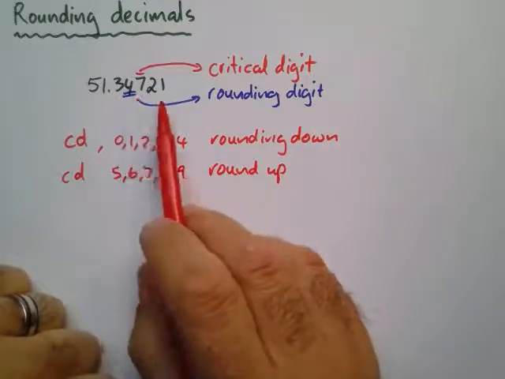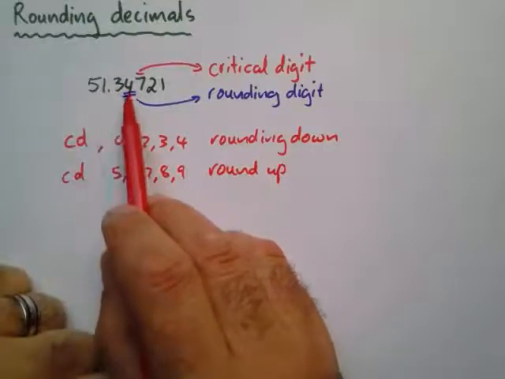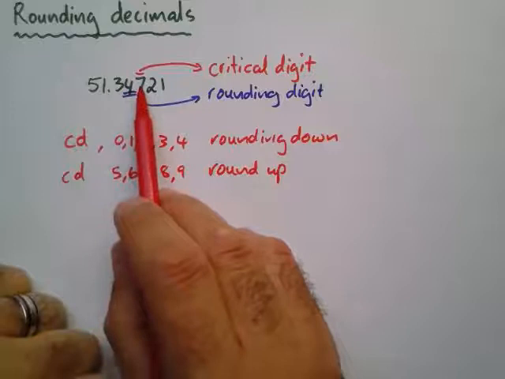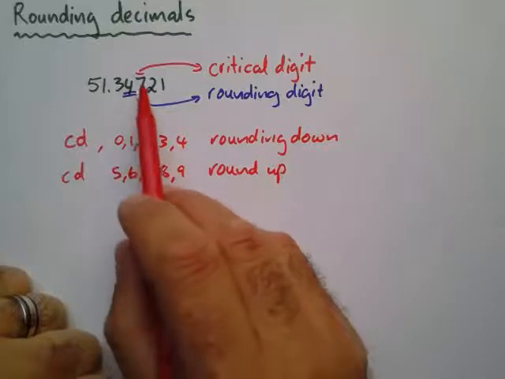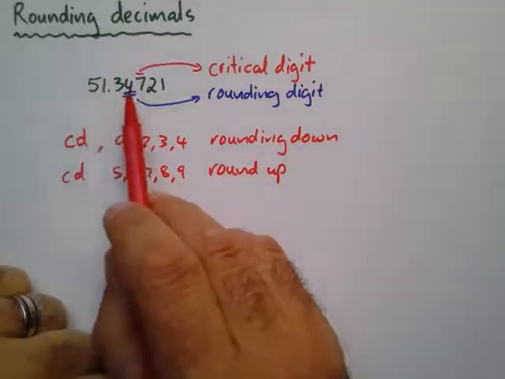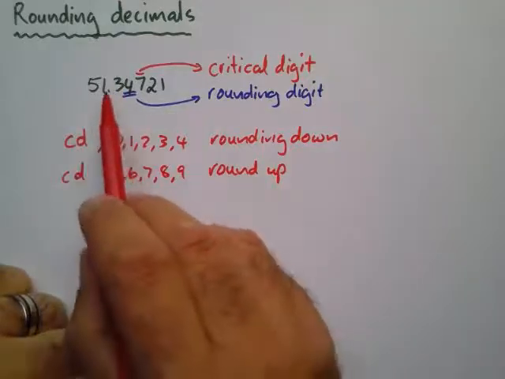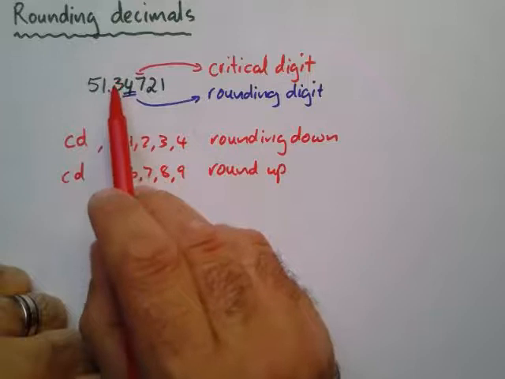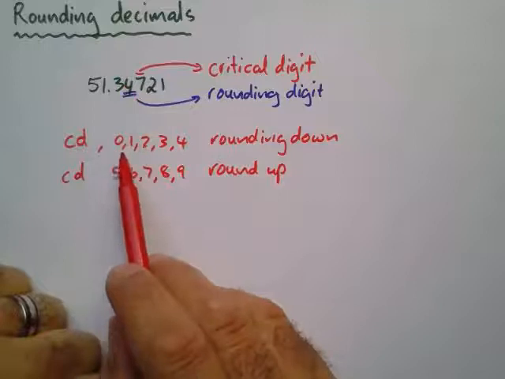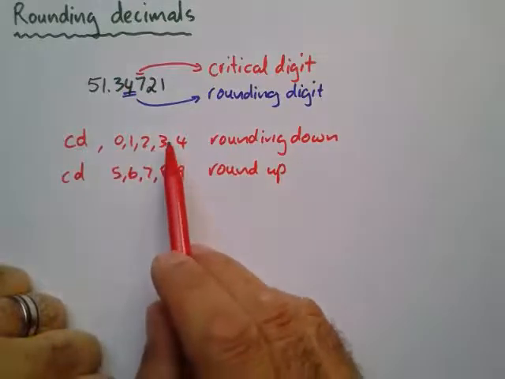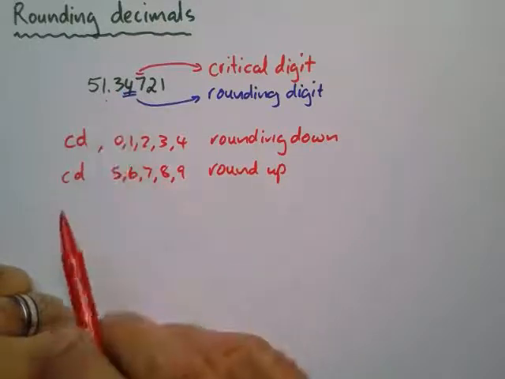Okay, so if we look at this value, and we say to 2 decimal places, my critical digit is 7. 7 is 5 or greater, so this will become 51.35. If I say to 1 decimal place, there's my first decimal place. Then 4 becomes the critical digit. 4 is less than 5, which means I'll round down to 51.3.